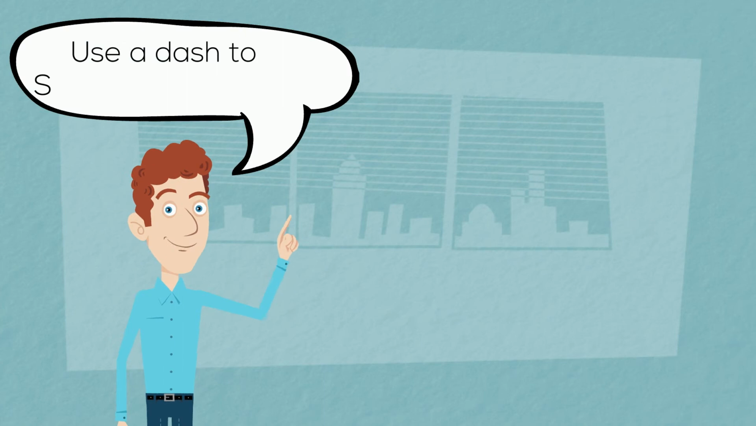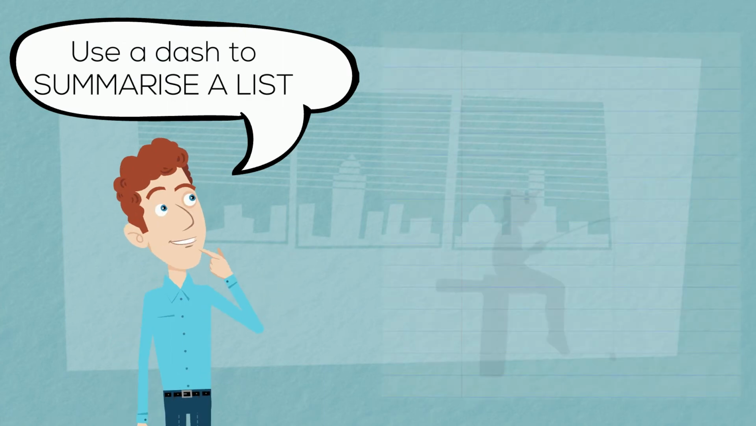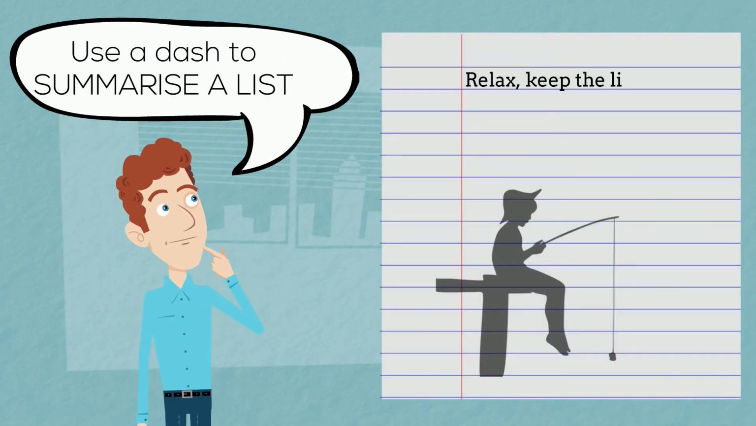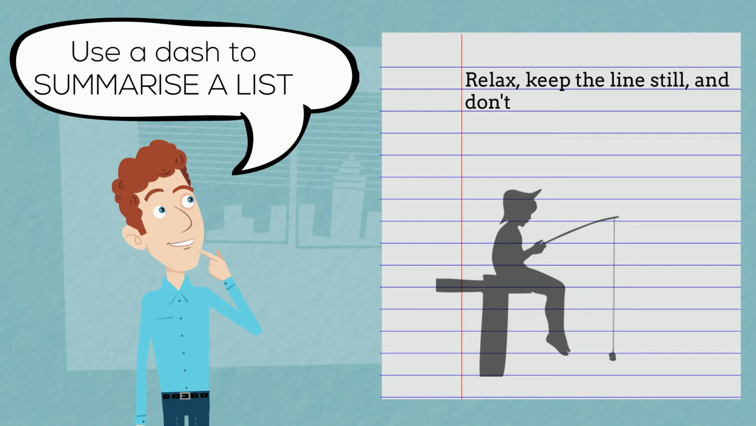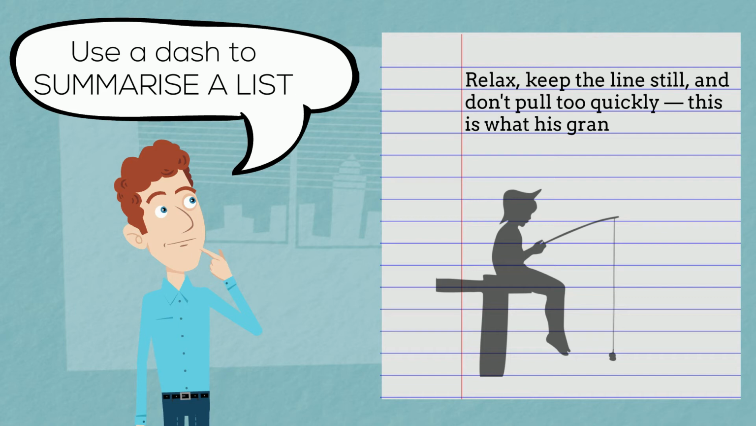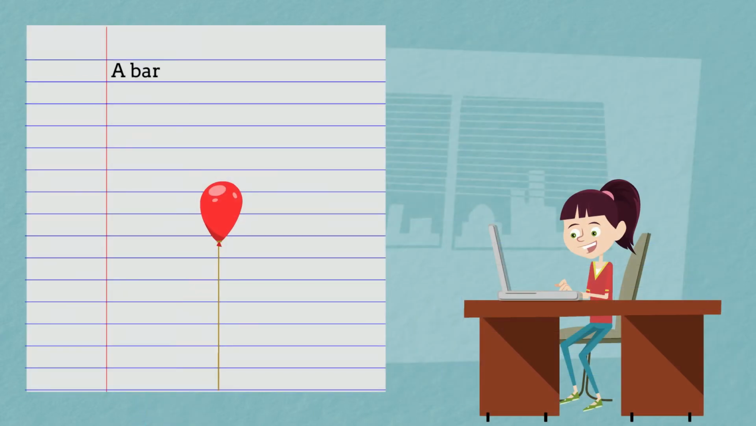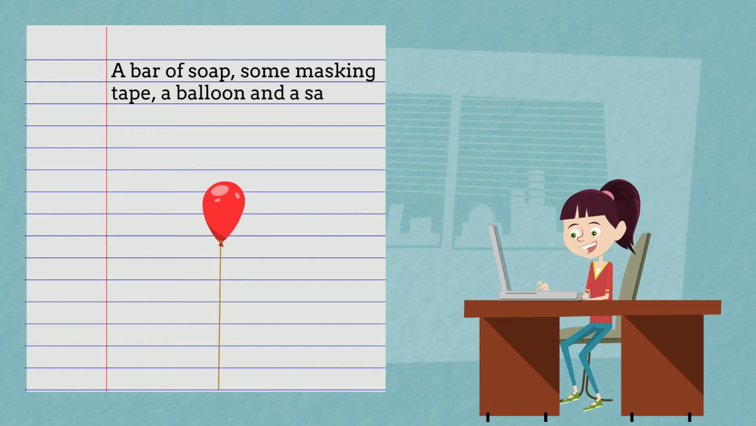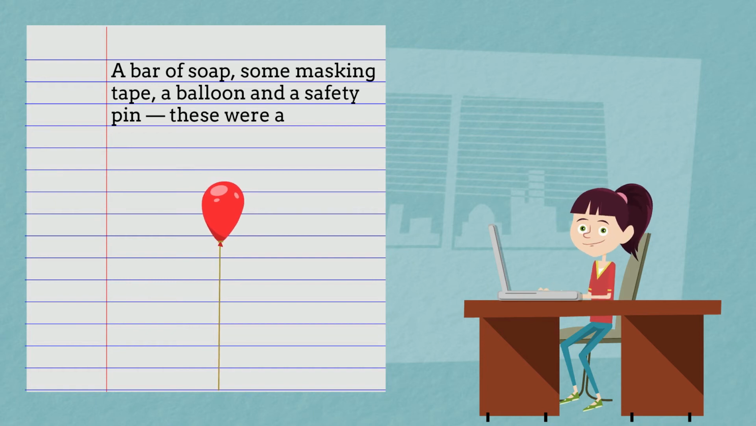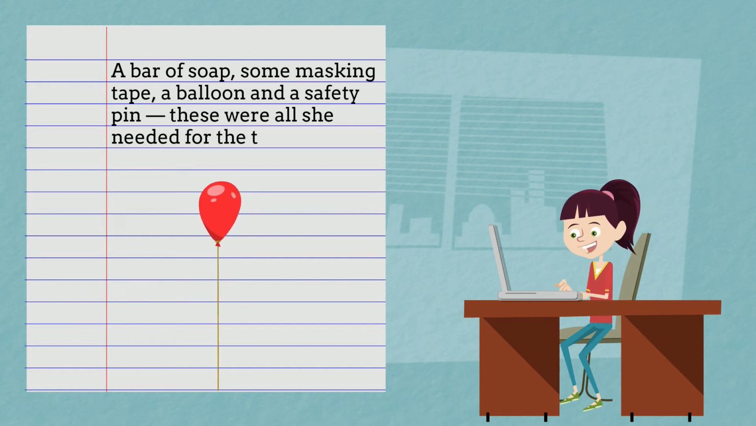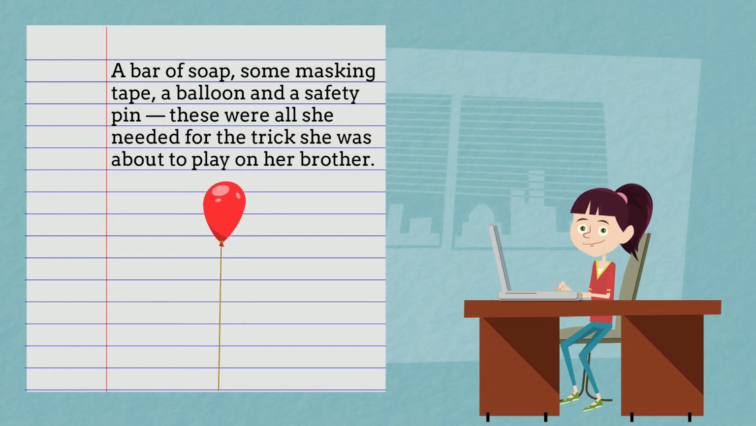Use a dash to summarize a list. Relax, keep the line still, and don't pull too quickly. This is what his grandpa had told him. A bar of soap, some masking tape, a balloon, and a safety pin. These were all she needed for the trick she was about to play on her brother.